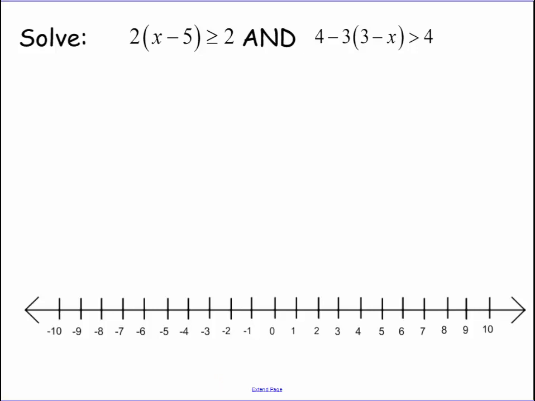So here are some examples involving these special cases. Solve the inequalities like you normally would. Since the 2 is being multiplied, we can divide both sides, and we get x minus 5 greater than or equal to 1. x is greater than or equal to, we add 5 to both sides, 6. Remember, this is an and statement, so I need to think about what possibilities make both true. So I'm greater than or equal to 6. Greater than or equal to 6 is right there.